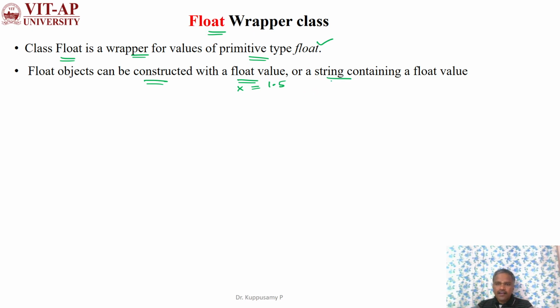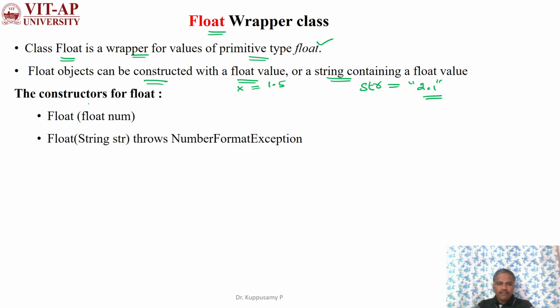Likewise, the string also may contain the float value. For example, a string str may store the value 2.1 within double quotes. So this is the numerical value stored as a string. As per this statement, we have two constructors for the Float class name: one which receives a number as an argument, which is the float data type, and the other, the Float constructor, which receives a string as an argument.